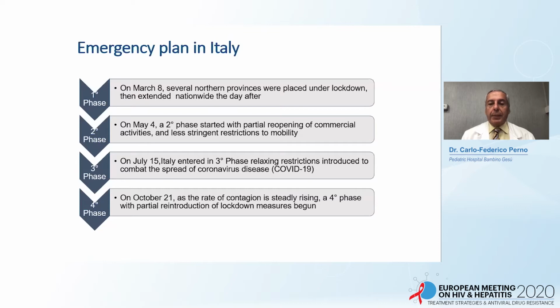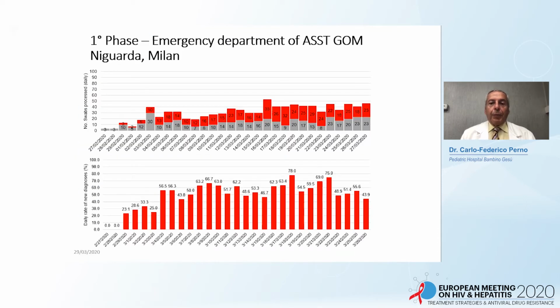Here you see what happened in the first phase when dozens of thousands of swabs have been done. You see that in the emergency room in red, a substantial number, up to 78% of the total swabs done in the emergency room at the hospital where I was until July, were COVID positive. This provides you an evidence of what was the situation at that time.